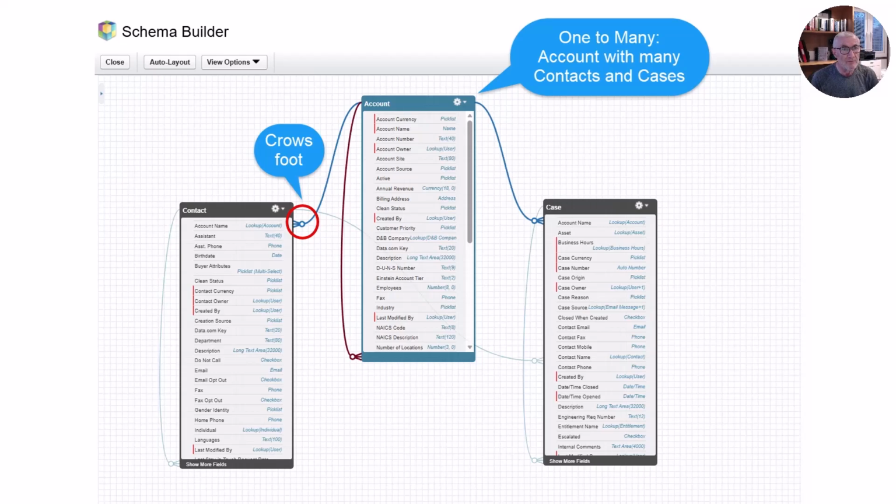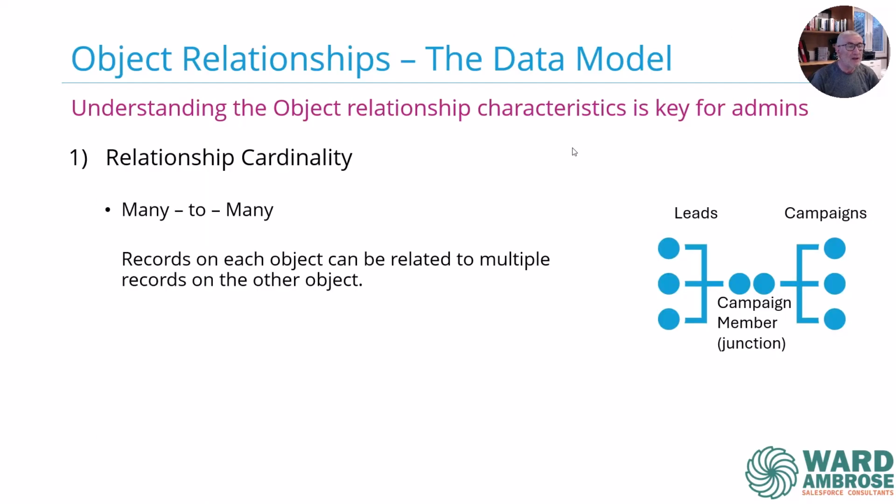The next type of relationship which we encounter is a many-to-many relationship, where the records on each object can be related to multiple records on the other object. To make that happen, however, you do need, from a technical point of view, a junction object, something that's called a junction object, to sit in between to affect the many-to-many connection.